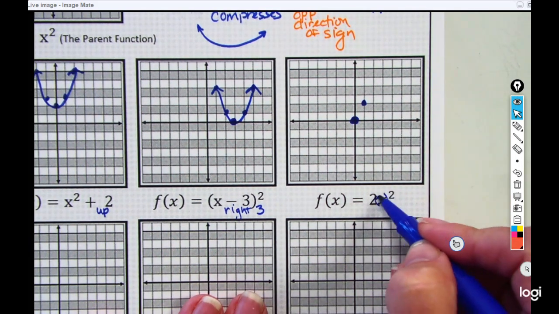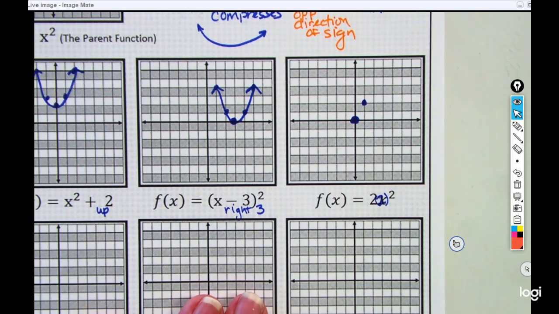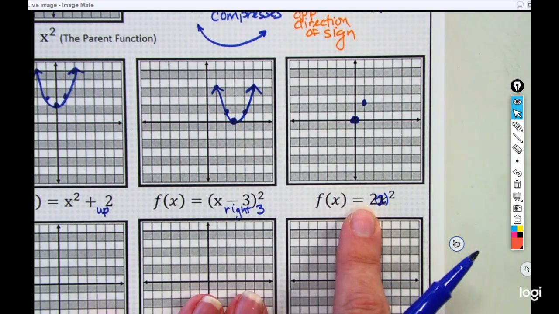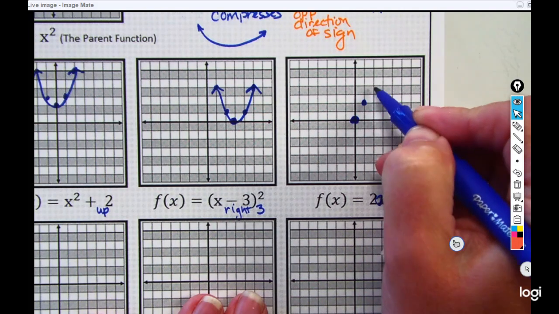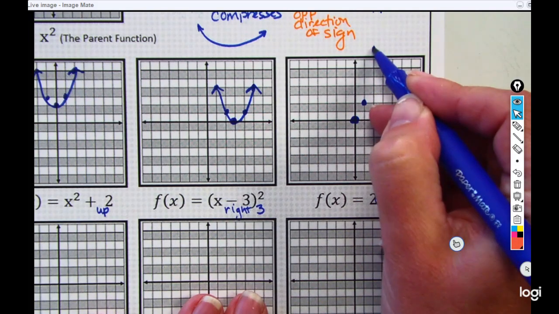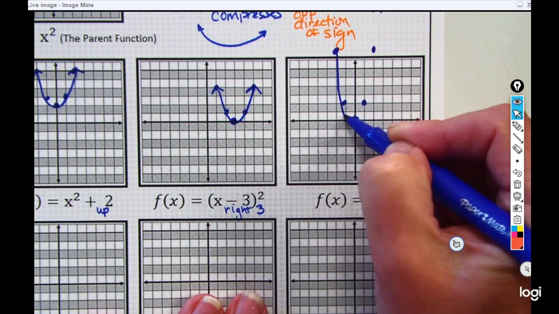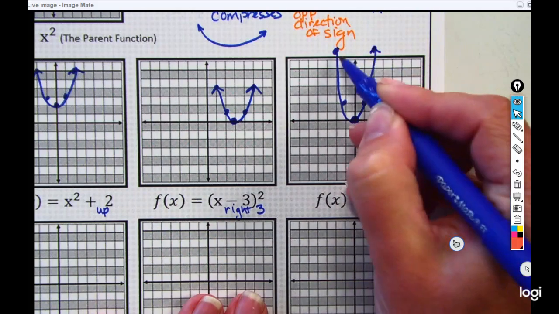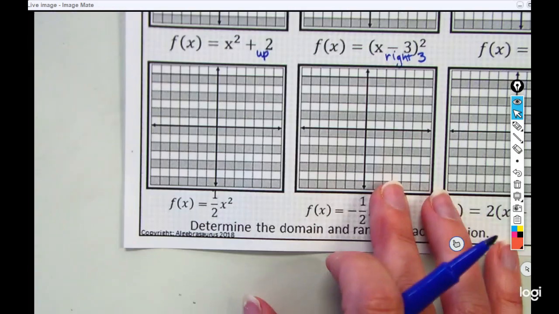Let's plug in 2. 2 squared is 4 times 2 is, so over 2, up, it's probably going to go off of this. 1, 2, 3, 4, 5, 6, 7, 8. Balance it on the other side. Does that make it skinnier or broader? Skinnier.